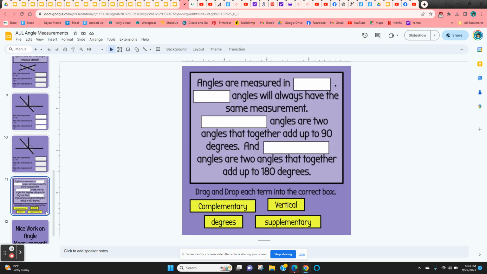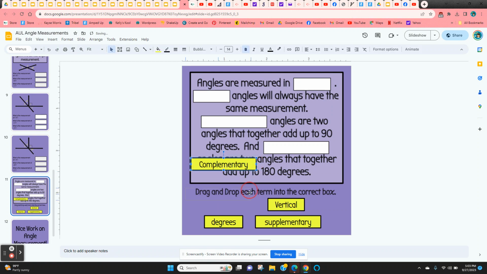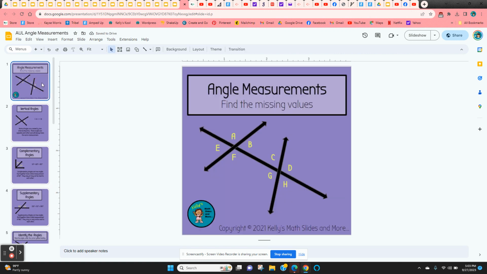And then when they get to the very last slide, they're going to drag and drop these terms into the correct place in the sentence frames. So they just click and hold on the edge, and then they can move these into place. So this is a digital lesson on angle measurements.